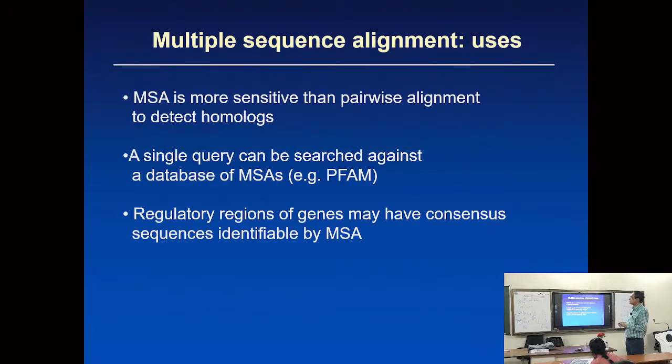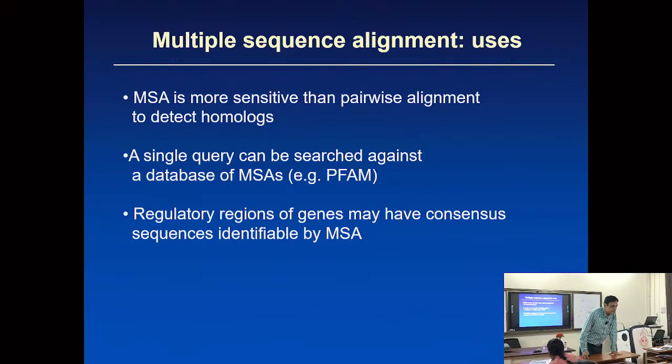We will see that multiple sequence alignment is more sensitive than pairwise alignment in detecting homologs. Why is it so? Multiple sequence alignment is more sensitive than pairwise alignment in detecting homologs. Why is it so? Okay, very good. Anything else you want to add? The input is more. Okay. Anything else?